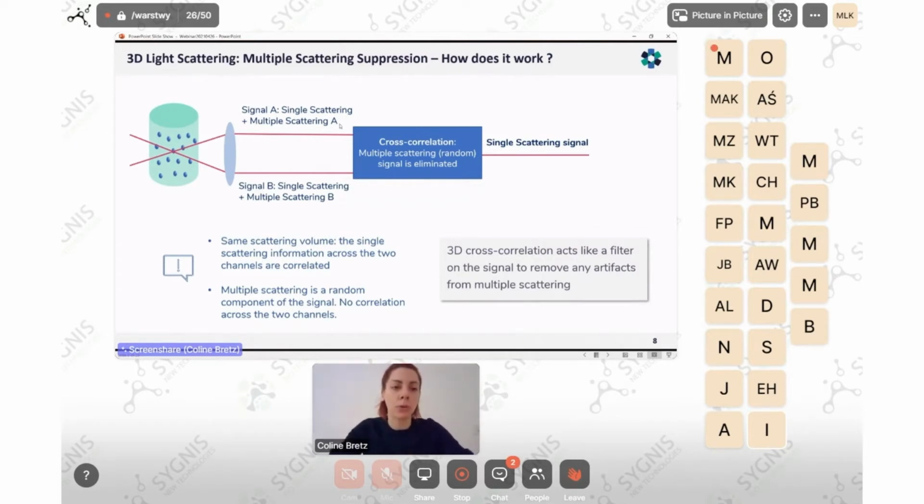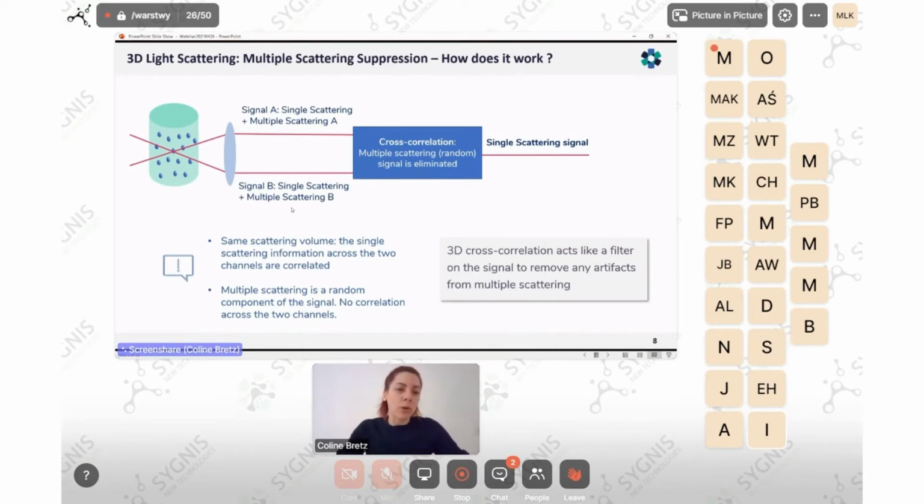What is important to know is that in both channels, when the sample is concentrated, you're going to have a part of the signal that corresponds to single scattering, and you're also going to have a multiple scattering component. So you are going to have some photons that have been scattered by one particle, and you're going to have photons that have been scattered by multiple particles. And that is, of course, when the sample is concentrated, but not too much, because you don't want to have only multiple light scattering. And you have this in both channels, so single scattering plus multiple scattering.